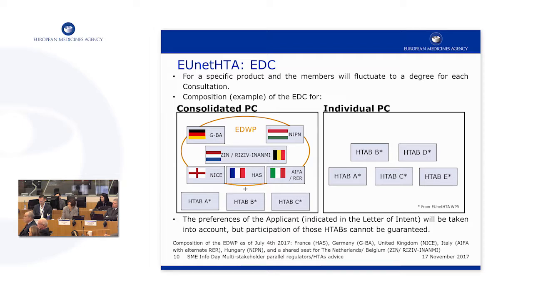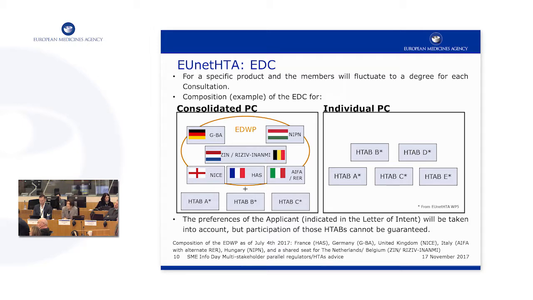And we would position this platform as the way to go about getting advice on your post-licensing evidence generation with HTAs as well. So we have the Early Dialogue Working Party, and I mentioned that there's a slightly bigger group potentially for each procedure. So for a specific product, if it's going to go through consolidated, we look at the box on the left, there will be the EDWP, which is composed of GBA in Germany, and NIPN from Hungary. There's an alternating seat between the Netherlands and Belgium. There's also NICE for England, and there's also an alternating seat between AIFA and the Emilia-Romagna region in Italy.